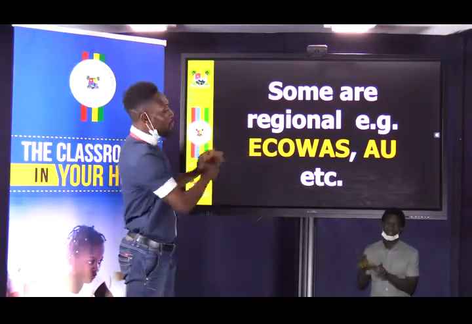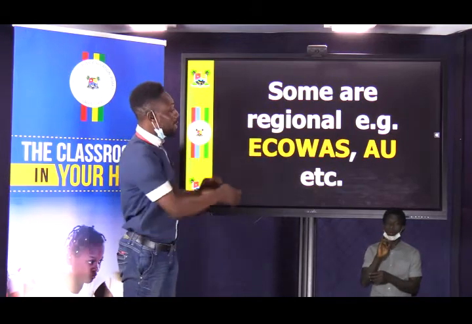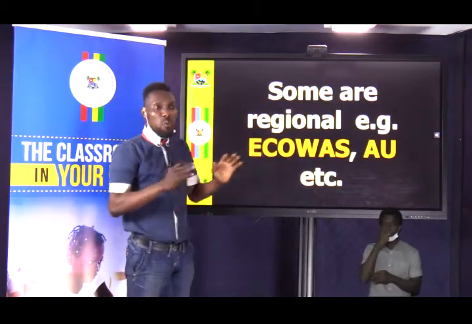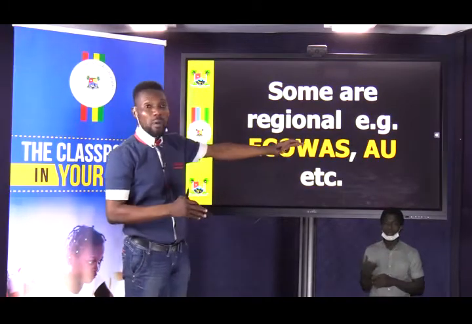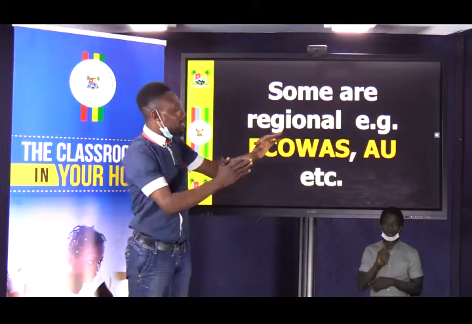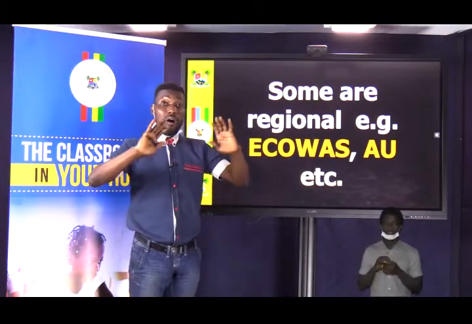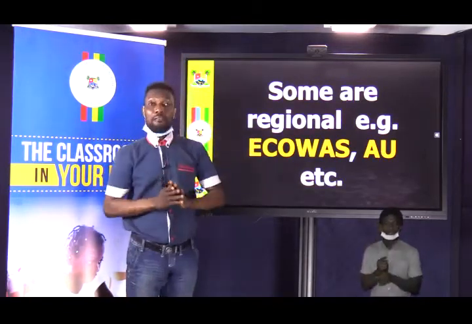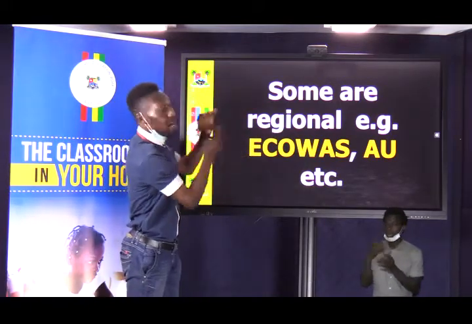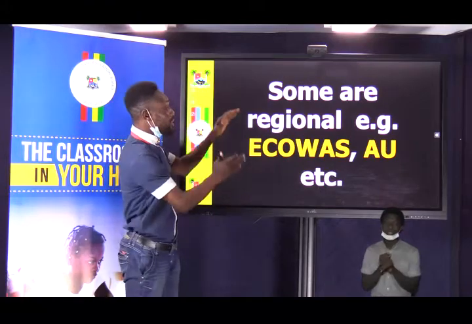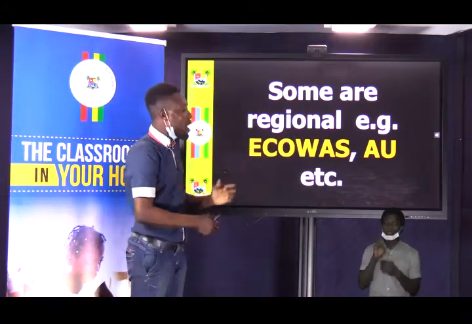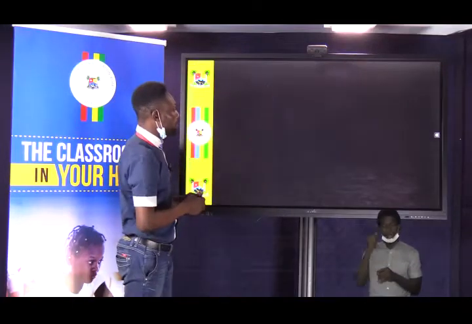Just like the example here, ECOWAS, the Economic Community of West African States. That means it's only West African countries that could be members of ECOWAS. We have the African Union, that means it is an association for just the countries on the African continent. So these are examples of international organizations that are regional.